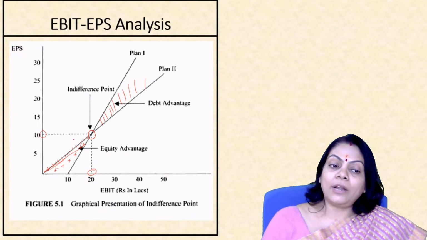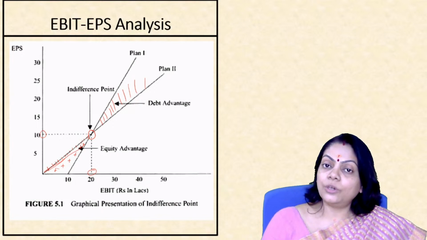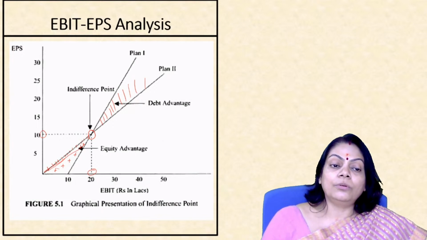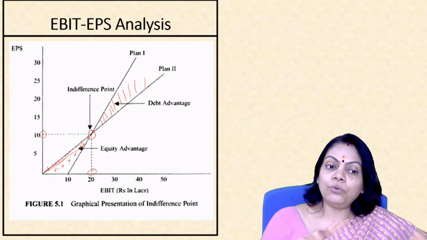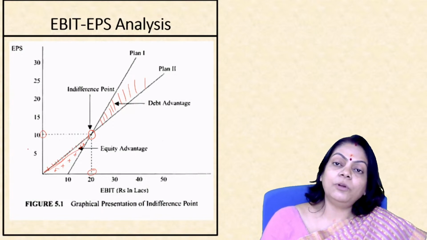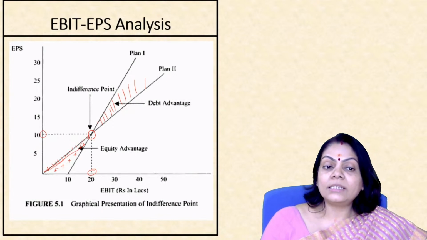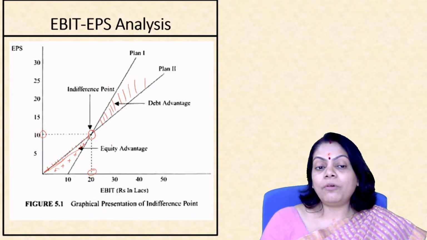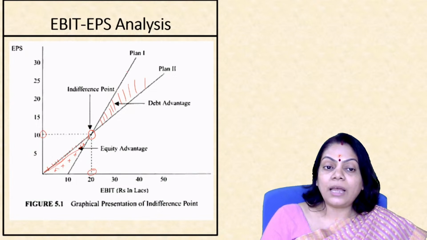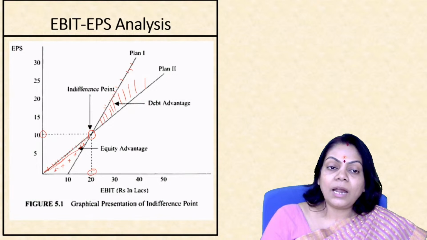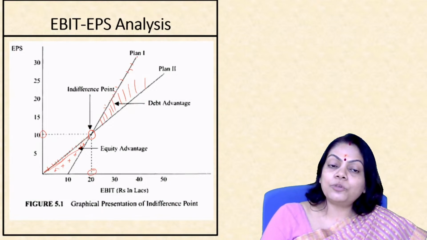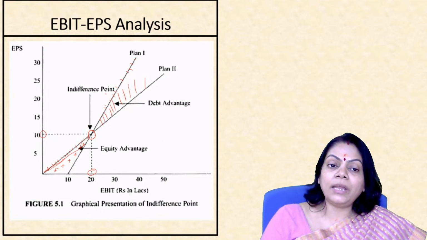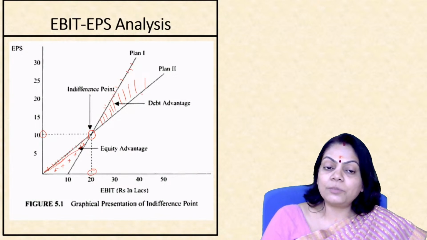So whatever is your plan 2, probably your plan 2 is 0% debt. You should stick to plan 2 if your expected EBIT is below 20 lakh. Whereas if your expected EBIT is above 20 lakh, this segment of the line is doing better. And that segment of the line corresponds to plan 1. Why? Because this segment of the line gives you a higher EPS as compared to this particular one.